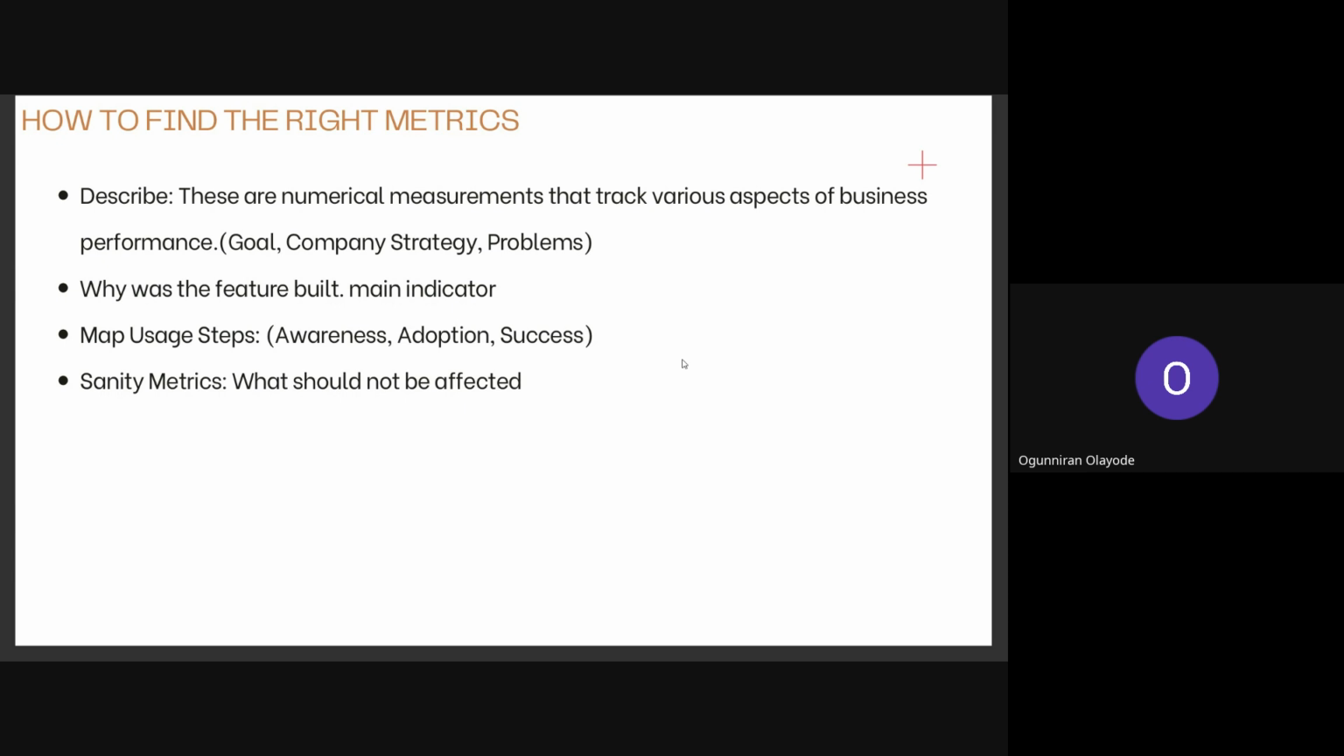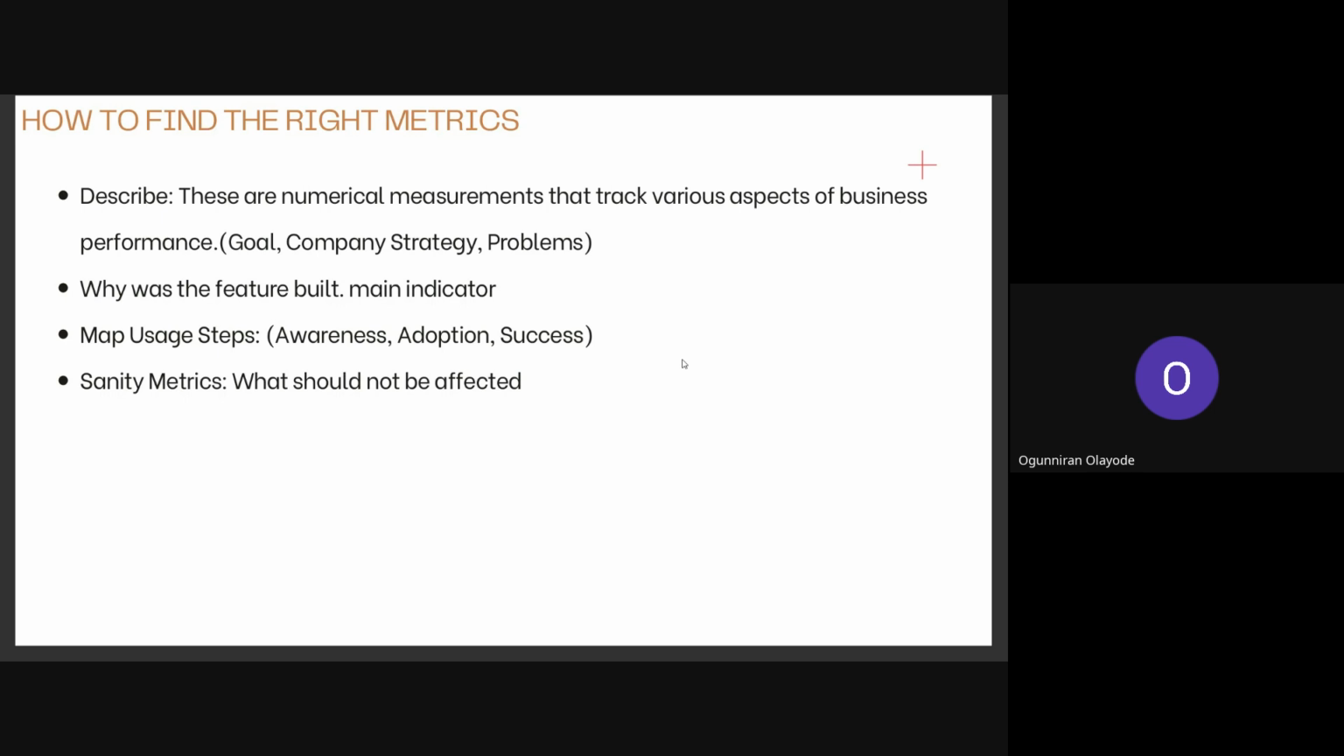Lead metrics are the ones that actually add up to the lag metrics. Lag metrics is the success metrics. It is like your goal that you want to achieve. That's the metrics. So you have to determine which ones are the lead metrics and which ones are the lag metrics.